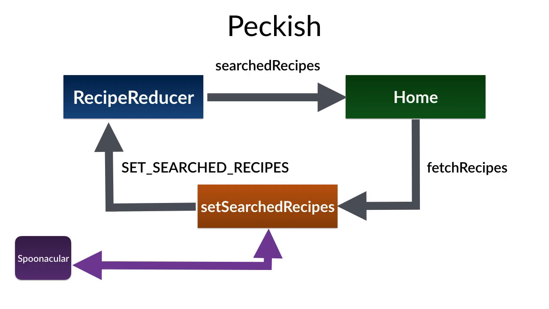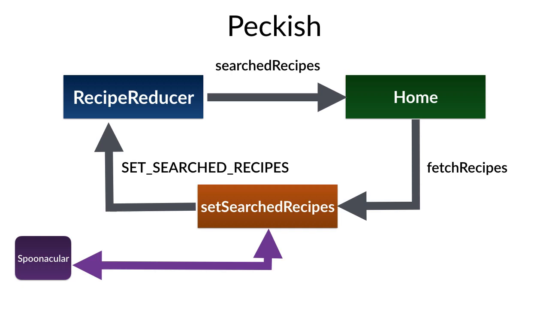In our particular example, we are going to be implementing a container component called home, which will be the entry point or the main landing page of our application. We are going to create a method called fetch recipes, which will trigger an action called set searched recipes after it's hit the Spoonacular API.